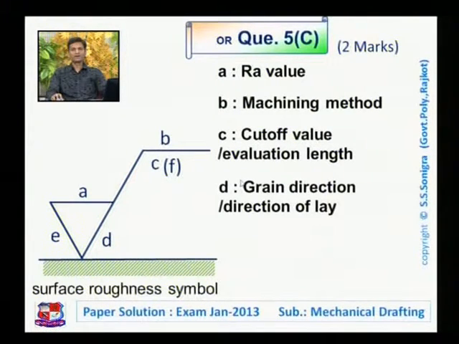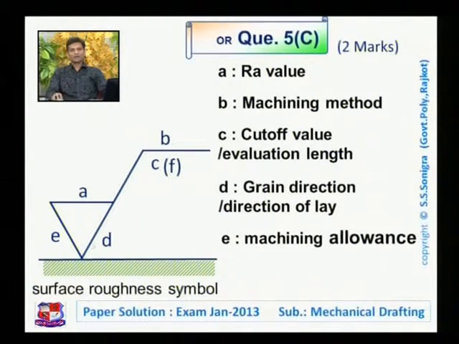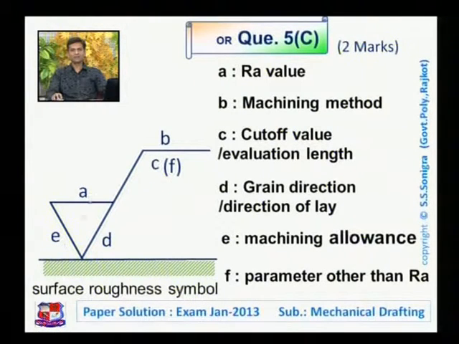D indicates the grain direction or direction of lay. The grain direction may be straight line, it may be cross lines, circular or perpendicular. The value of E, anything which is mentioned over here, shows machining allowances. E indicates machining allowances, and F indicates parameter other than Ra. If any parameter other than Ra value is given, then it is mentioned in F. In all drawings you may not find a value of F. It's optional to provide in the machining symbol.